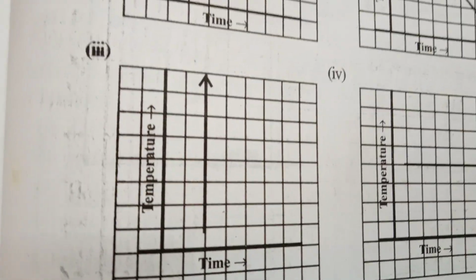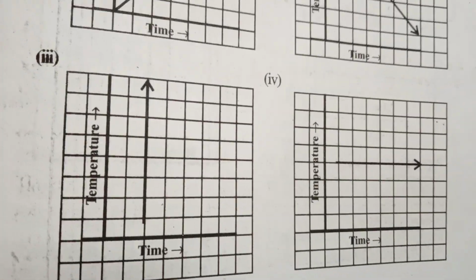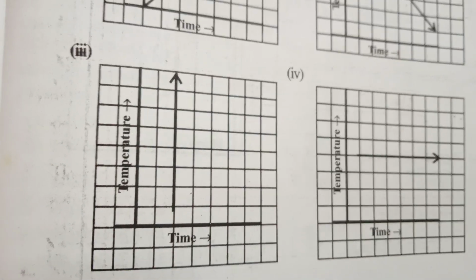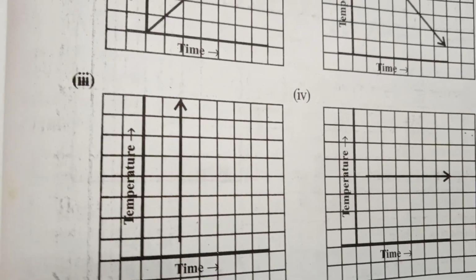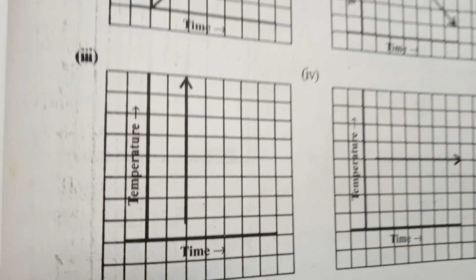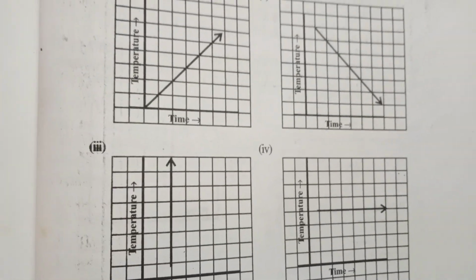And even in the third one you see, the same time cannot have two temperatures like that, so the third one is not possible. And in the fourth one, as time increases, temperature may stay constant, it sometimes happens. So the third one is not possible. The rest are all time-temperature graphs.